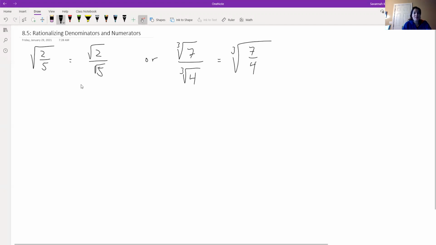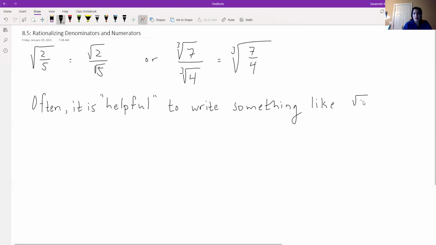Okay, now that being said, a lot of the time it is, in the book's words, helpful. So I really like the way the book says this because it is not necessary, and it's often treated as though it were necessary at this stage in math, and it's really not. It is helpful to write something like what we had here, or what we had here, with no radical in the denominator.